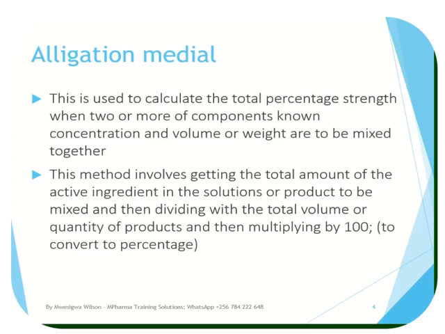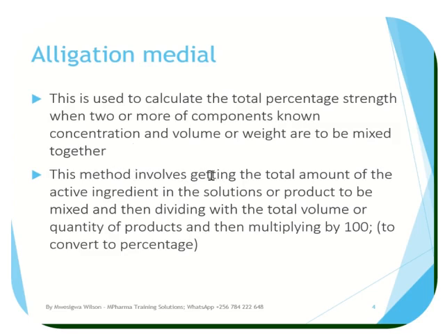Now, what are these calculations in alligation medial? This is used to calculate the total percentage strength when two or more components of known concentration and volume or weight are to be mixed together. So in this one, you're having 2 grams of sulfur ointment and maybe 5 grams of sulfur ointment of different concentration, which are supposed to be mixed together. So what will be the final concentration of the mixture? That is what we call alligation.